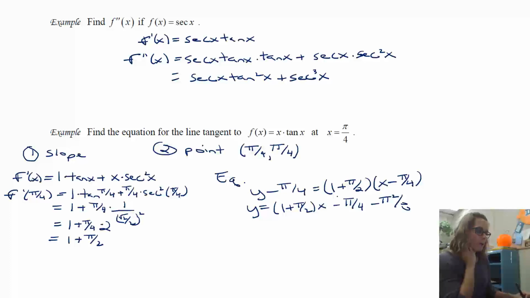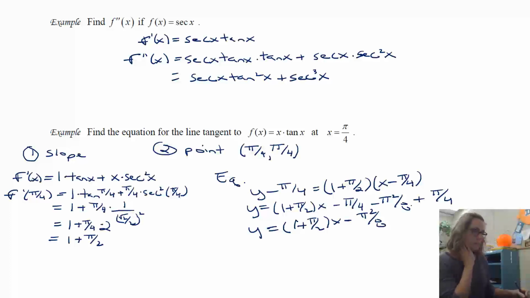But I'm adding this pi over 4 here, so that's going to come here, plus pi over 4. And then you can see I'm going to get 1 plus pi over 2 times x minus pi squared over 8. And sure, there's some pi's in there and it's whatever it is, but that is in fact the equation for the tangent line for that function at that point.